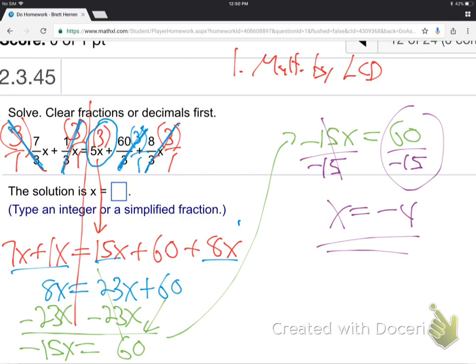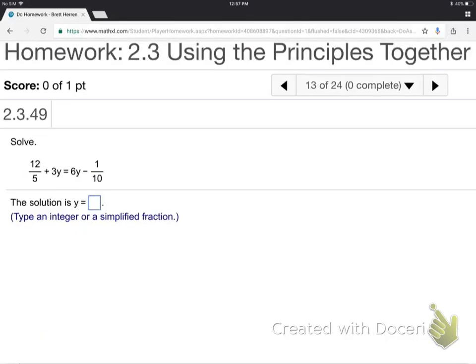I'd like to practice a couple of those in our last 15 minutes. Okay, so let me write it up here. 12 fifths plus 3y is 6y minus 1/10.